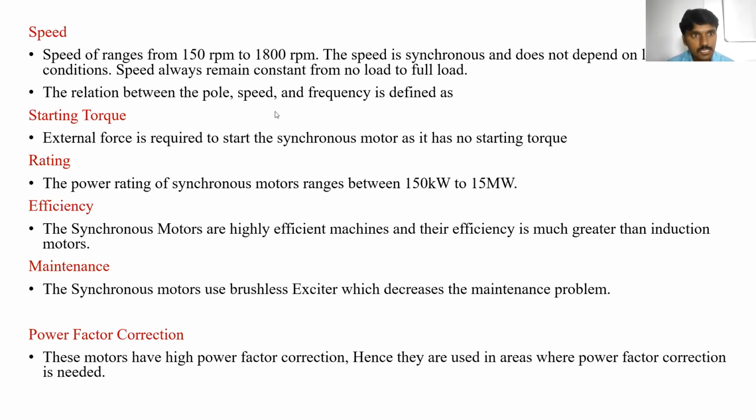So what is the speed? Generally, the speed range of a synchronous motor is from 150 rpm to 1800 rpm. The speed is synchronous and does not depend on the load. The speed always remains constant from no load to full load.